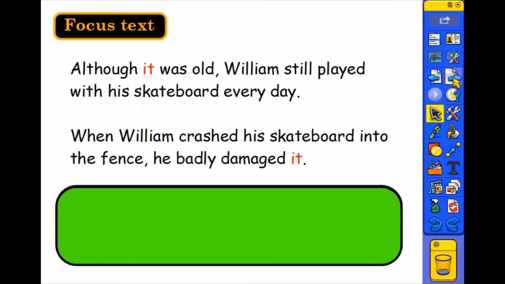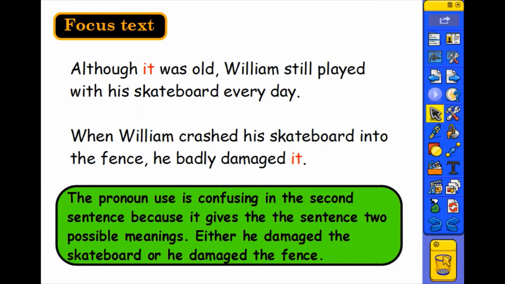This is where this idea about ambiguity comes in. Ambiguity, we're not sure, we're not certain about which one it is. So we've got either skateboard or fence. We have our pronoun ambiguity. So the pronoun use is confusing in the second sentence because it gives the sentence two possible meanings. Either he damaged the skateboard or he damaged the fence. Now that is unsatisfactory, so we need to go and fix this. So how could we fix it?